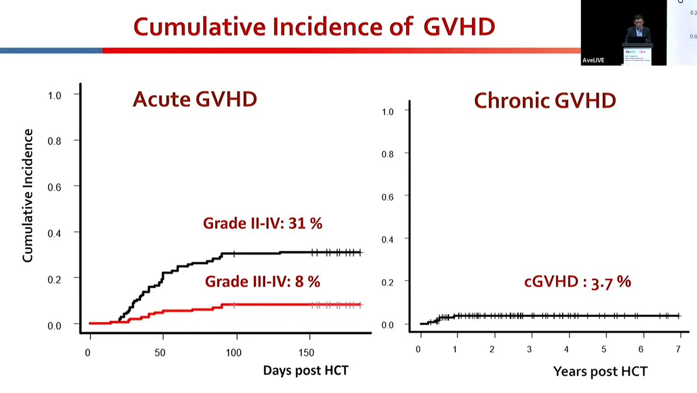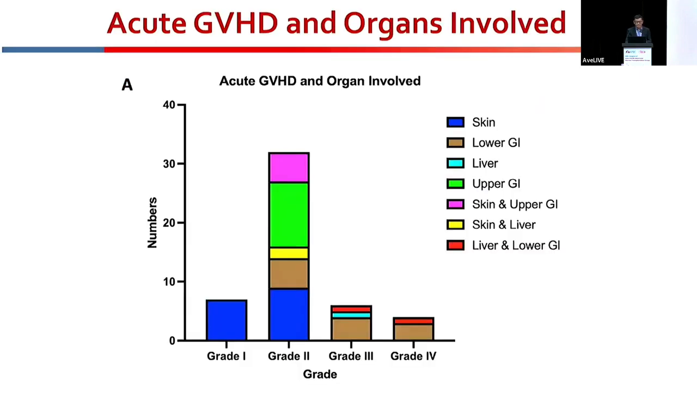Chronic GVHD was only 3.7%. Acute GVHD grade 2 to 4 is 31%. And this is the chart showing the organs involved. Most of them had some degree of GVHD involving the skin, plus or minus the gut.